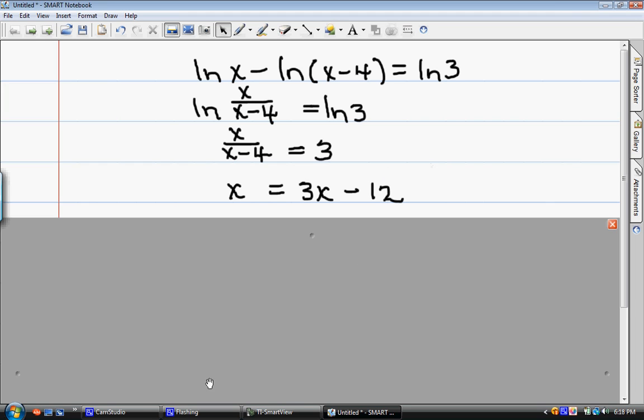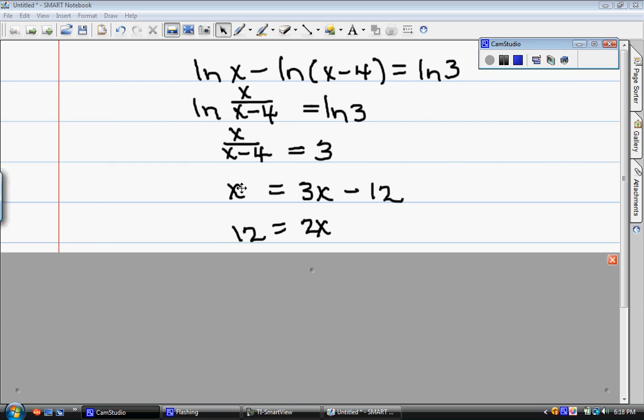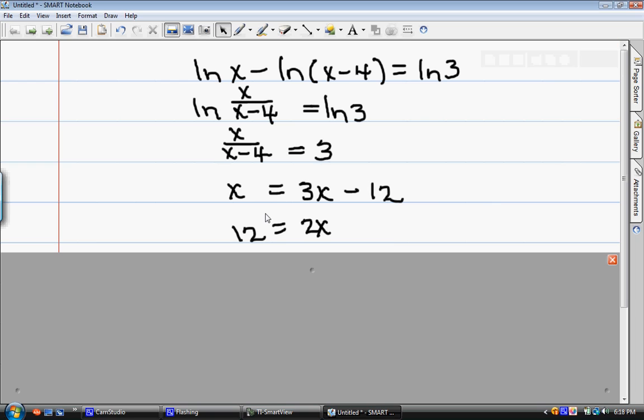If I bring x to the other side, I get 3x minus x, which equals 2x. And the minus 12 to the left-hand side, that negative 12 becomes a positive 12. I can now divide both sides by 2 and get an answer of x equals 6.